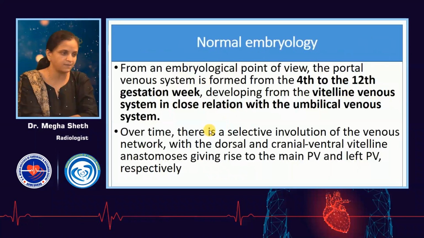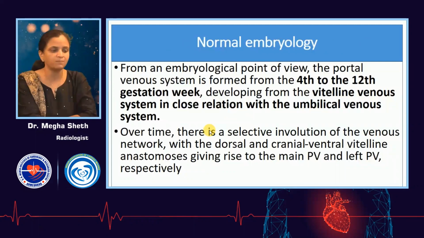Okay, so what is the normal embryology? Most of the development takes place between the 4th to 12th gestational week from the vitelline and the umbilical venous system.